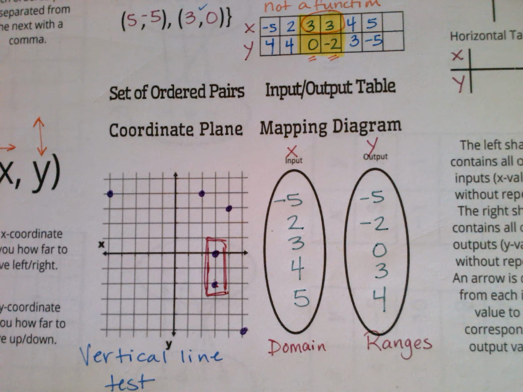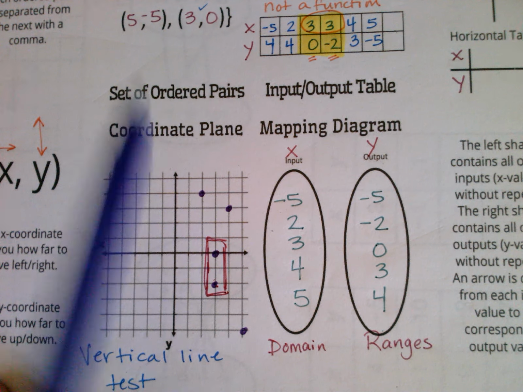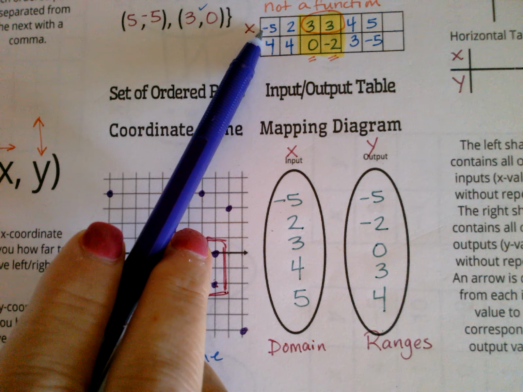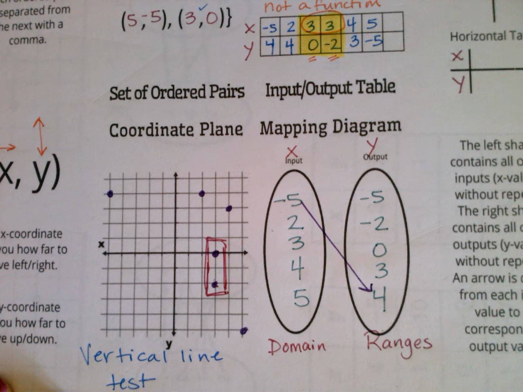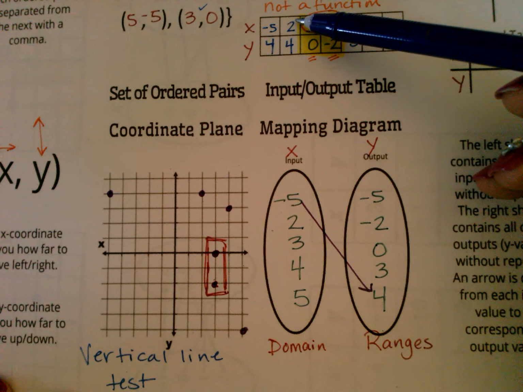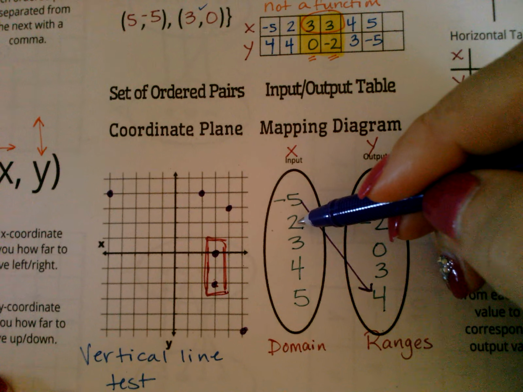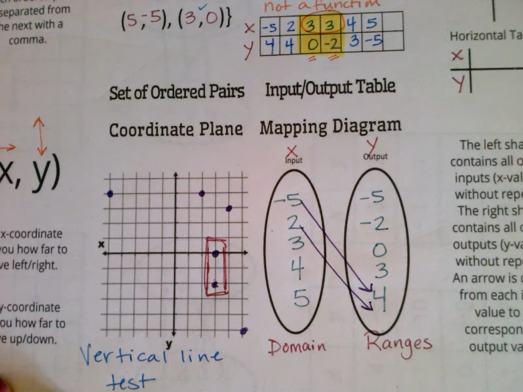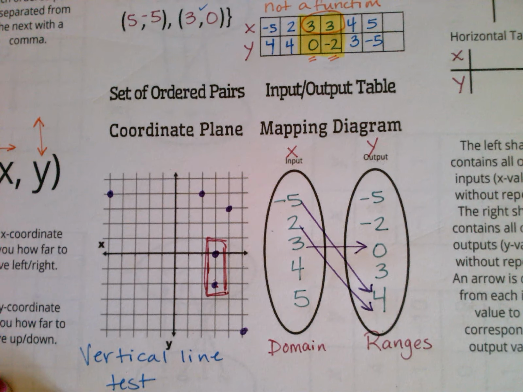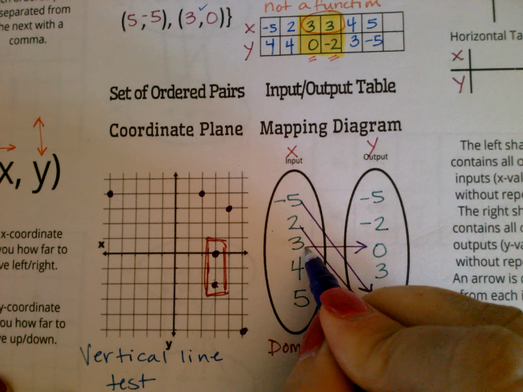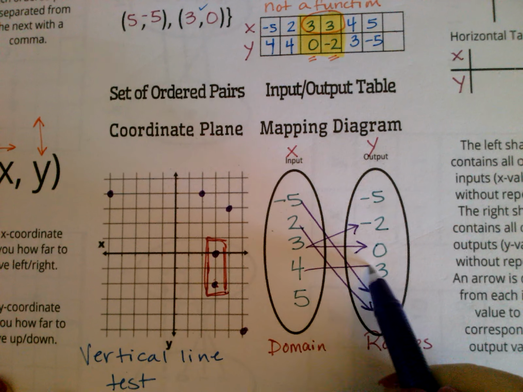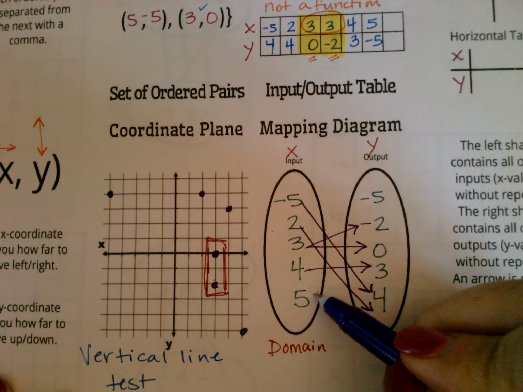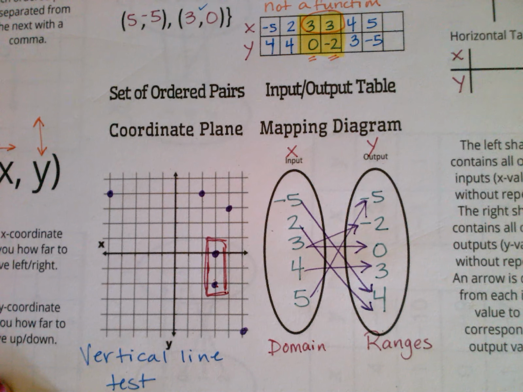We now will connect the ordered pairs using an arrow. My first ordered pair from that table is the ordered pair -5, 4. I have the ordered pair 2, 4. So I would draw an arrow from the 2 to the 4. I have 3, 0. Oh, and I have 3, -2. I have 4, 3. And finally, 5, -5.